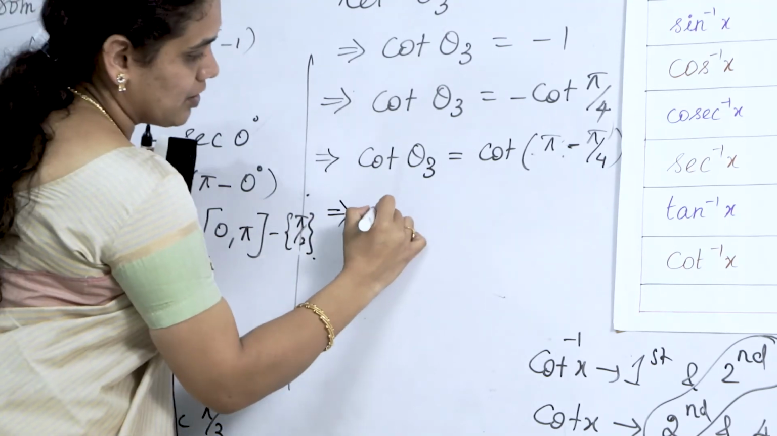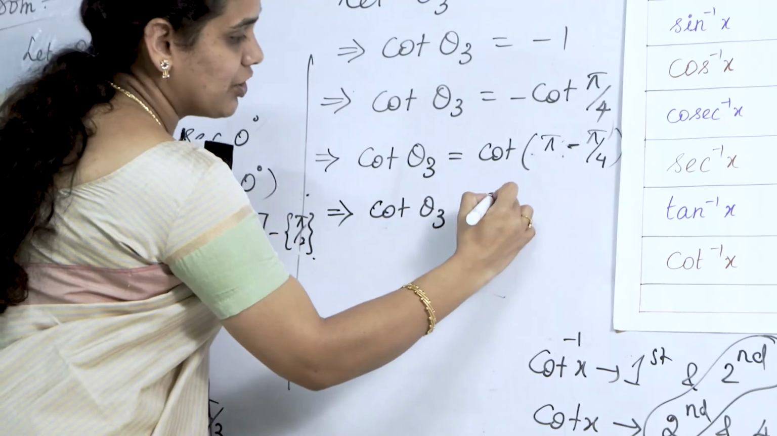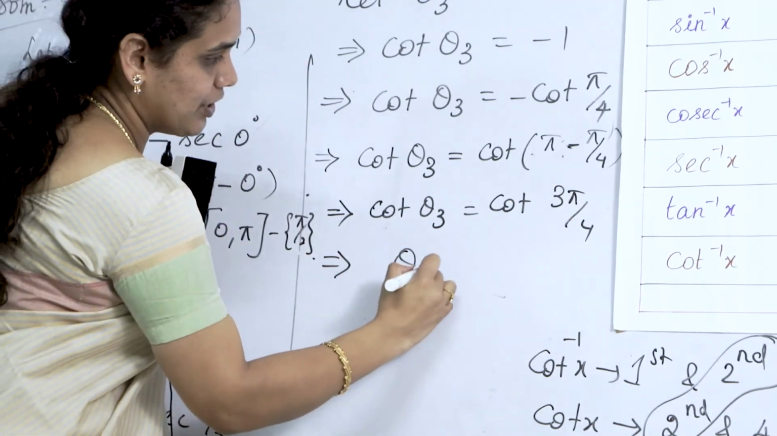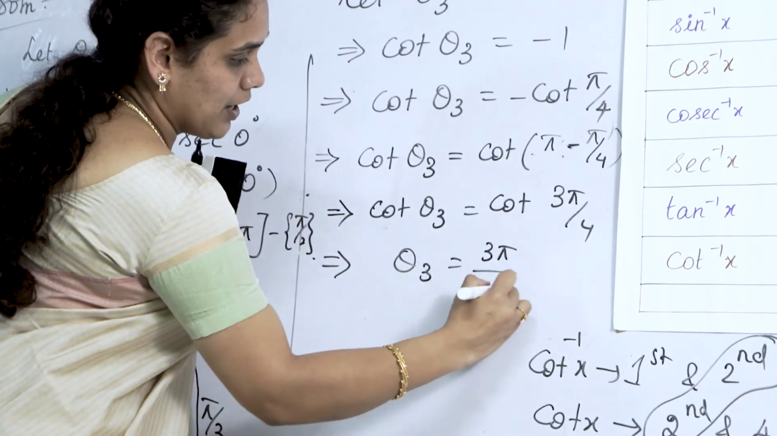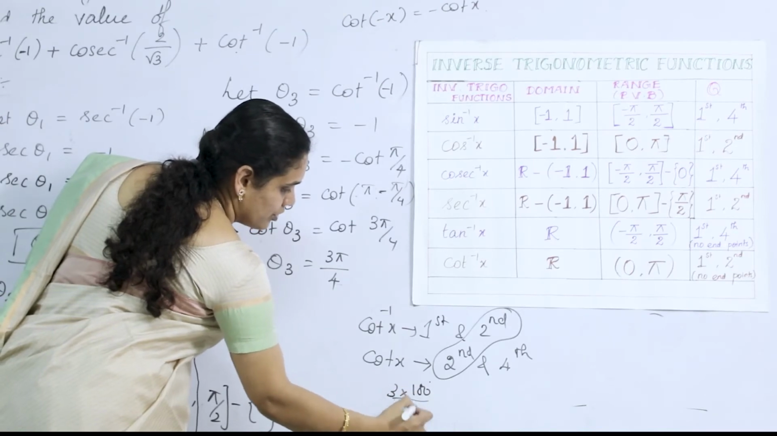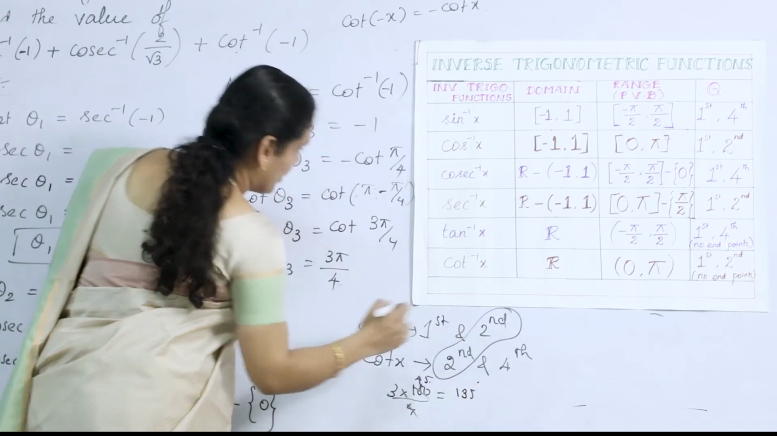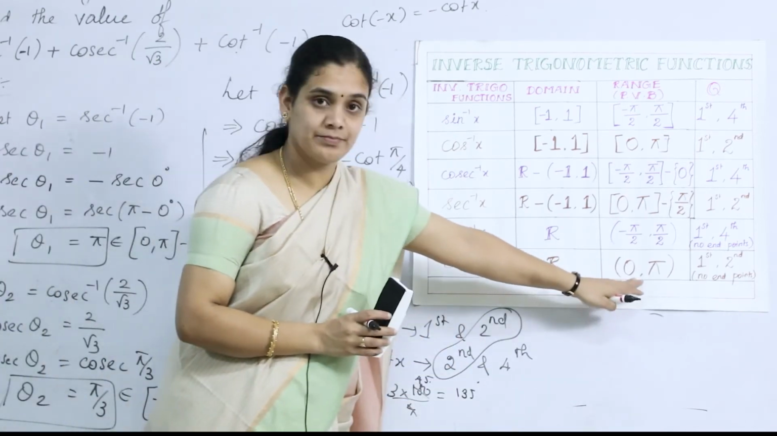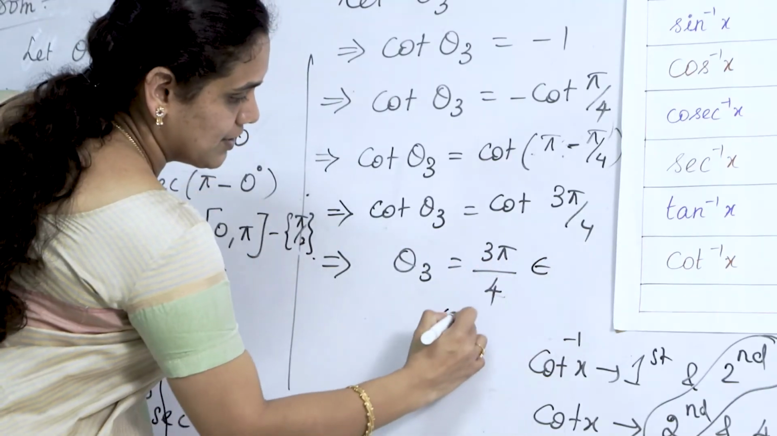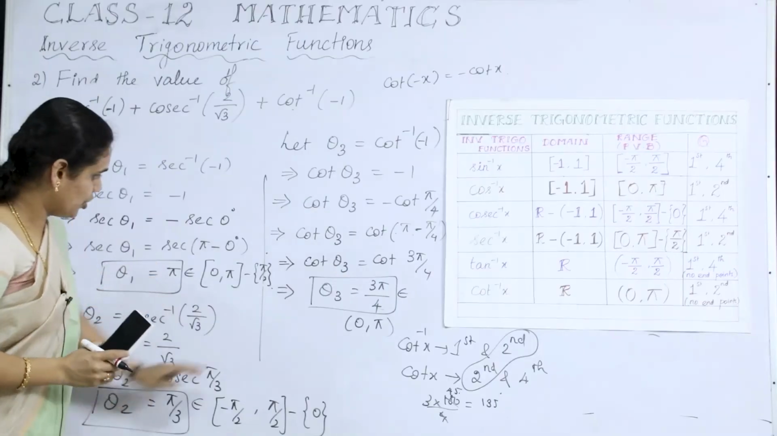So here, if you take the LCM and simplify, you get 3 pi by 4. So in this case, theta 3 is equal to 3 pi by 4. And 3 pi by 4 is 3 into 180 by 4. So if you cancel this one, 45, that is 135. 135 is in this interval, right? Between 0 and 180. Therefore, this is our answer. So it belongs to 0 comma pi. Okay.